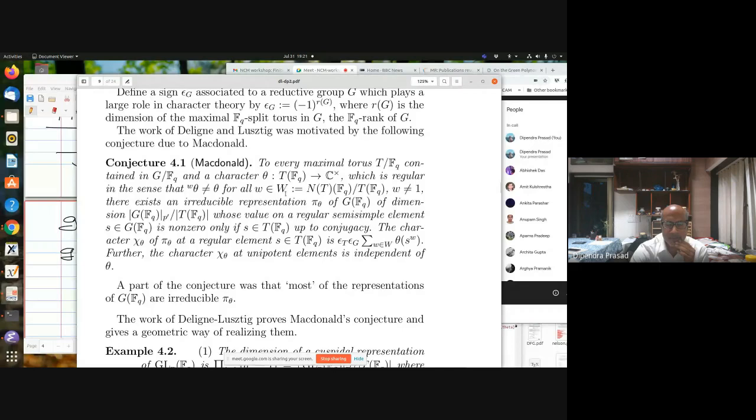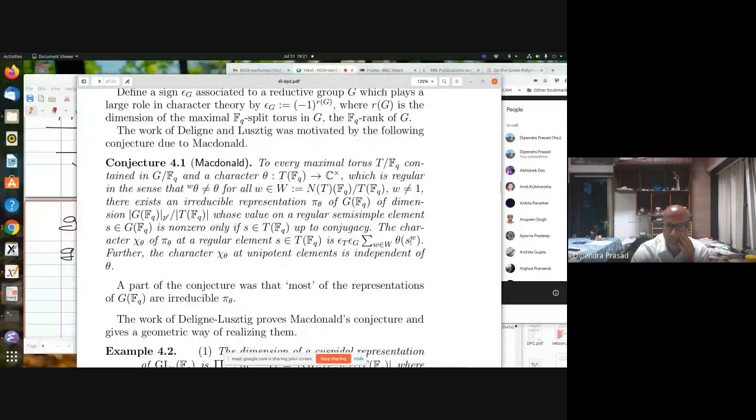There exists an irreducible representation pi_theta of G(F_q) of dimension given by this, whose value on a regular semi-simple element is non-zero only if the element belongs to the torus up to conjugacy, and the character of this representation at a regular element in T(F_q) is given by epsilon_T times epsilon_G times this sum of the conjugates of the character.